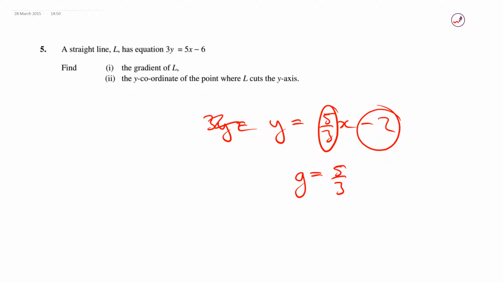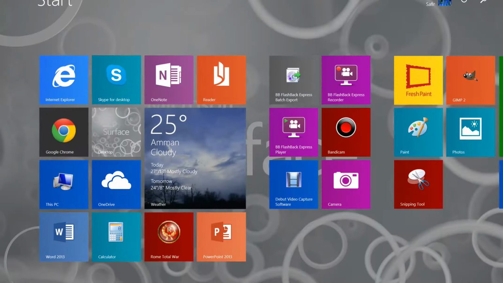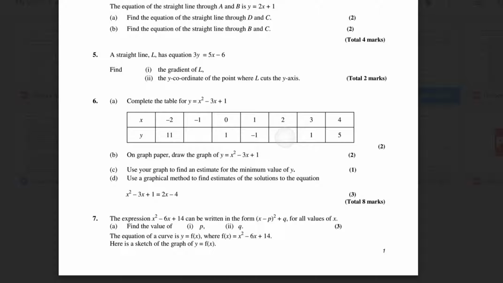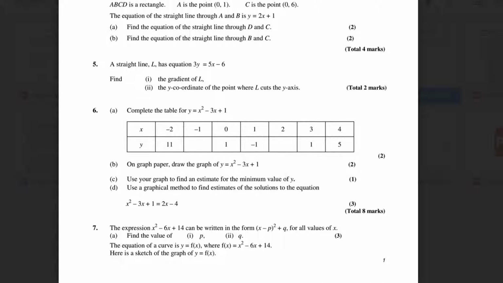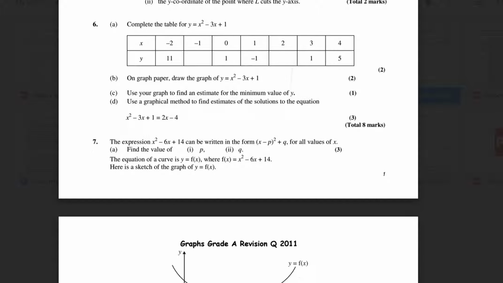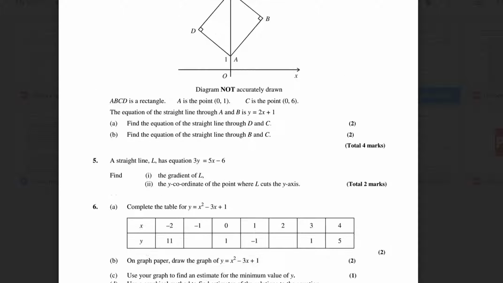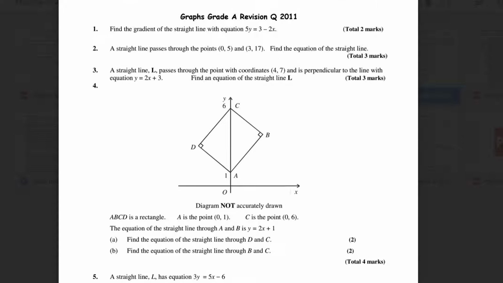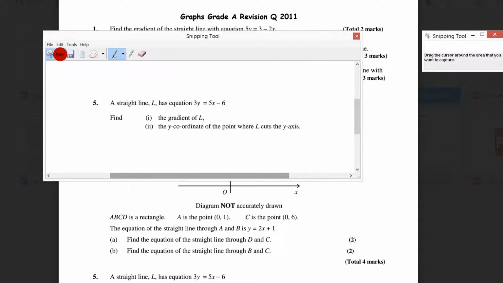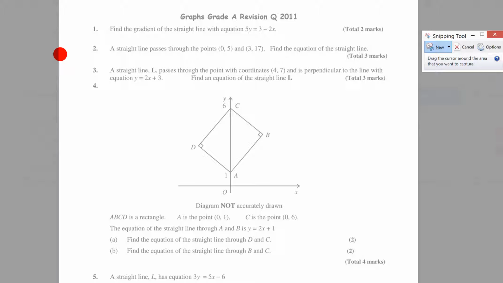Let's get the next one. One more? Okay. No, that's completely different. That's kind of quadratic, so that's not straight line graphs. These are all curvy ones now. It's going to get easier now because you basically got the idea. So let me just grab this one, question 3.